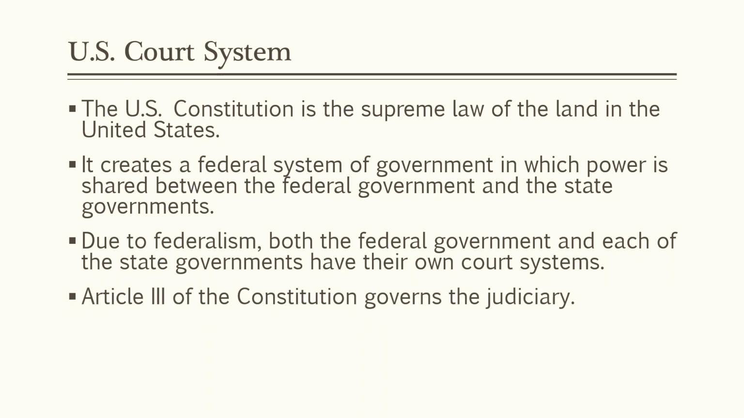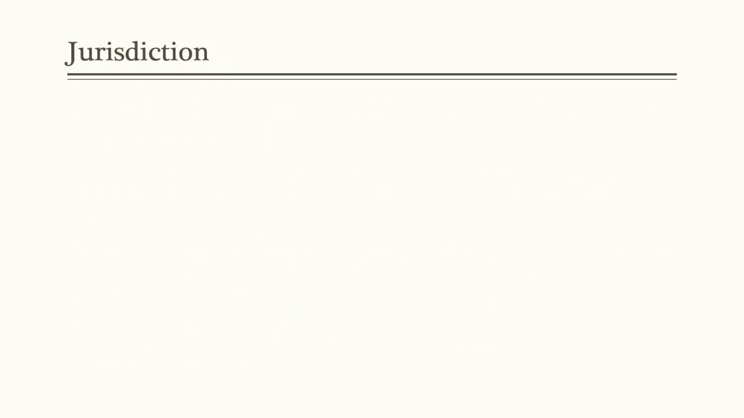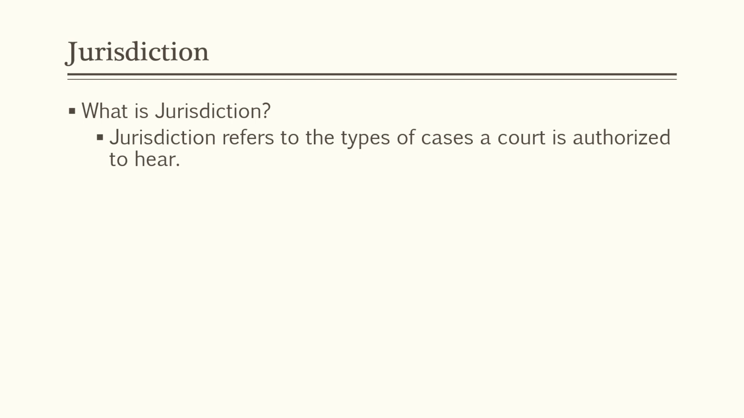Article 3 of the Constitution governs the judiciary. We've already covered that, so you should remember that concept. The primary difference between state and federal courts is one of jurisdiction. What is jurisdiction? The simplest definition is that jurisdiction refers to the types of cases a court is authorized to hear. Basically, a court has to be able to both hear the case and render a binding decision.